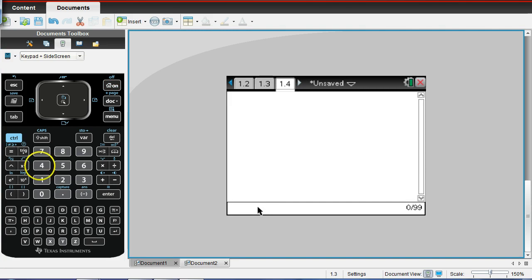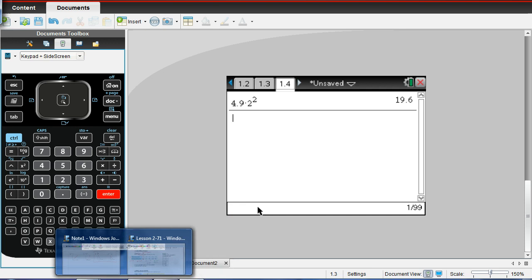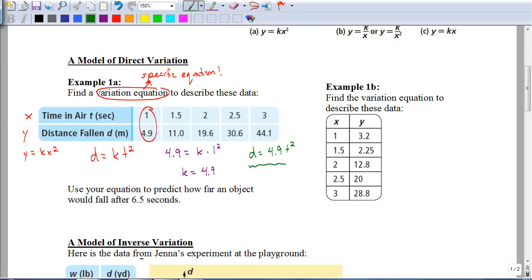So if I took 4.9 times 2 squared, or 4, I should get something close to 19.6, which I do. And you should probably try that for more than one, just to make sure, but we can be pretty confident now that this would be the variation equation that describes the data.